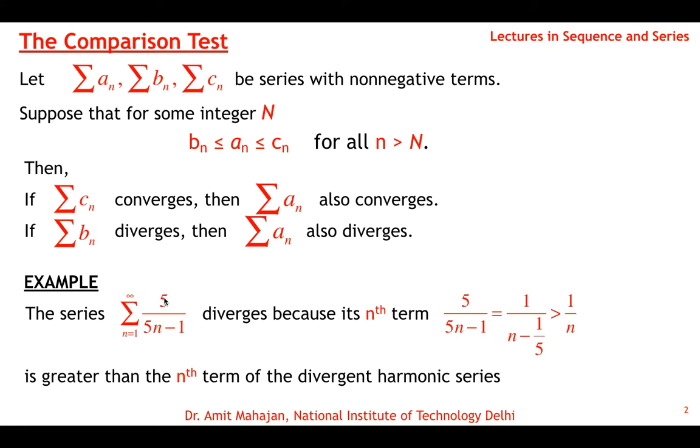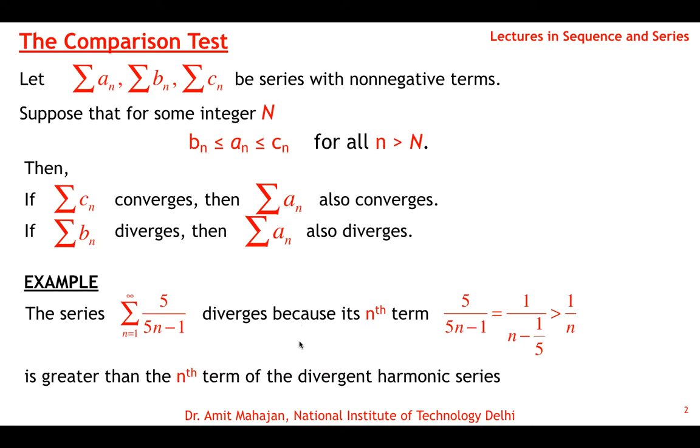So this series is divergent by the comparison test with the harmonic series. Because this series' terms are bigger than the harmonic series terms, and the harmonic series is divergent, this is also divergent. Because bn is divergent, an is also divergent, since an is bigger than bn.